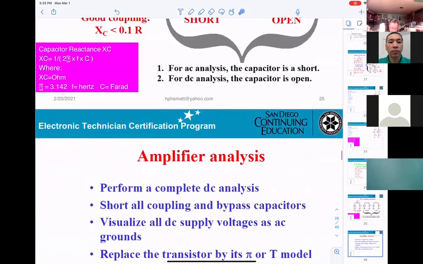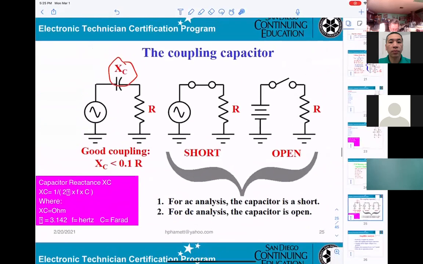What was the 0.1 R referencing? That means for good coupling, you have to select the resistor so that XC will be less than 0.1 of the value of the resistor. Then you can get much better coupling, allowing the signal to be clean when it passes through the capacitor.